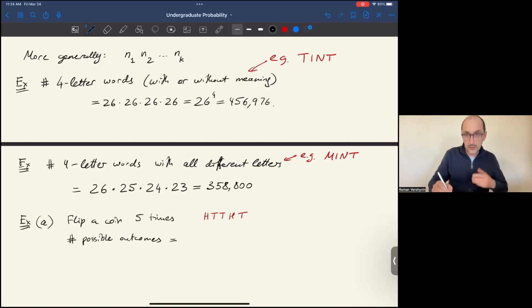Well, the number of outcomes, obviously, the first flip can result in 2 outcomes, head or tail. The second flip, again, 2 outcomes, the third, the fourth, and the fifth. 5 flips. So total, it's 2 to the 5, which is 32.